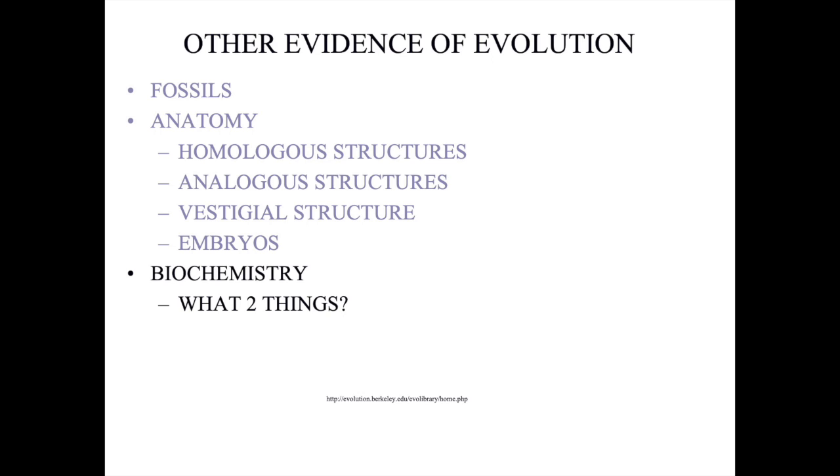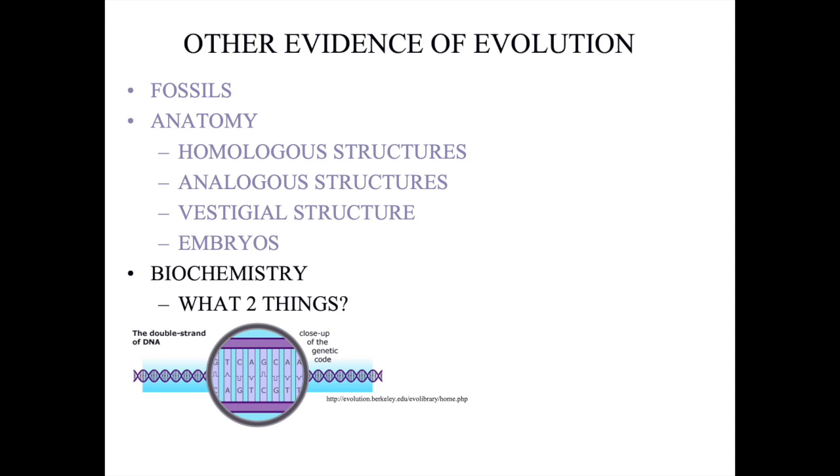Next would be the evidence of biochemistry. Anybody can think of two things that we share with all life on the planet? I'll give you a couple clues. DNA, RNA. Again, every living organism is built using the same language of adenine, thymine, guanine, and cytosine, and then adding uracil in the RNA. There is no different pattern anywhere on the planet.